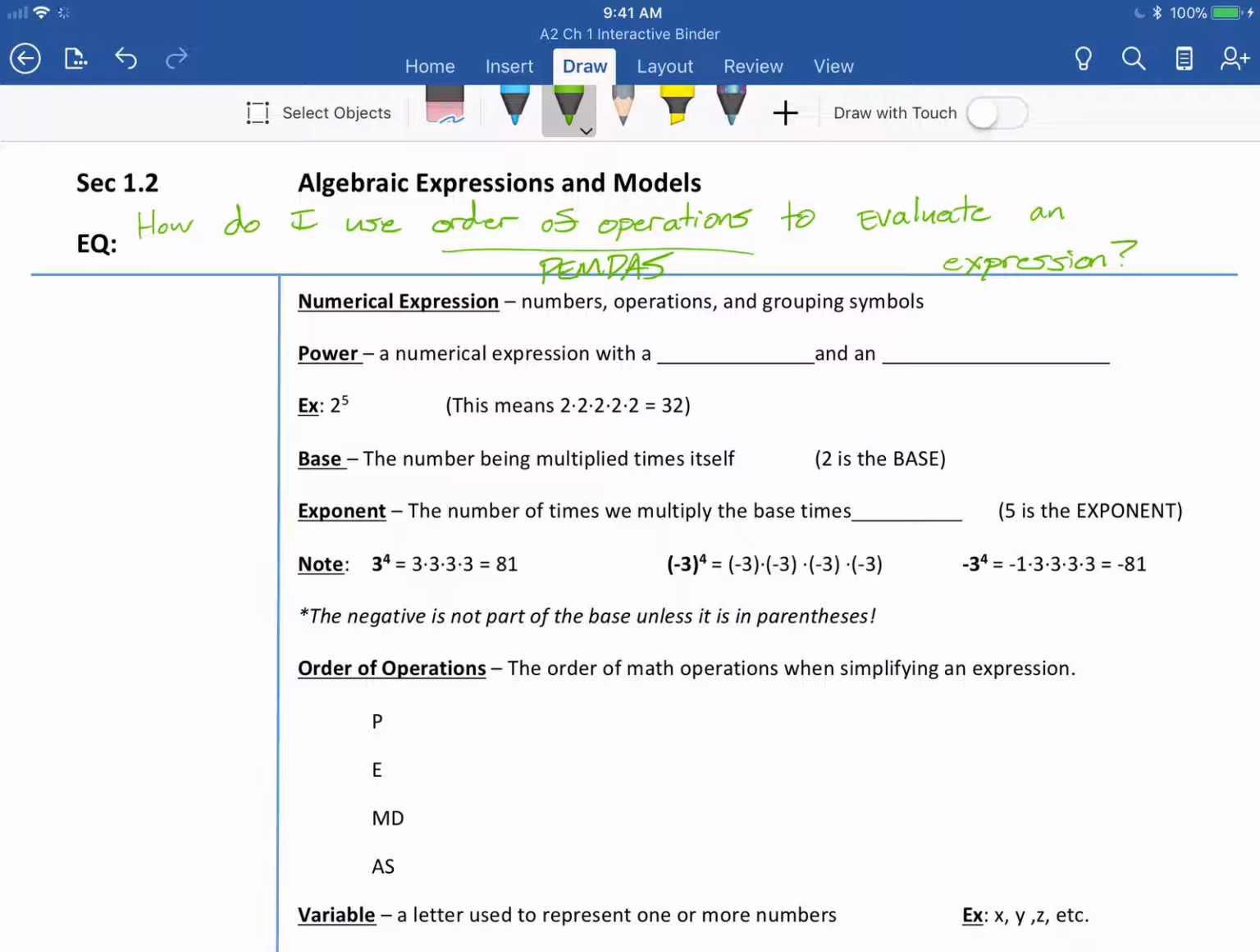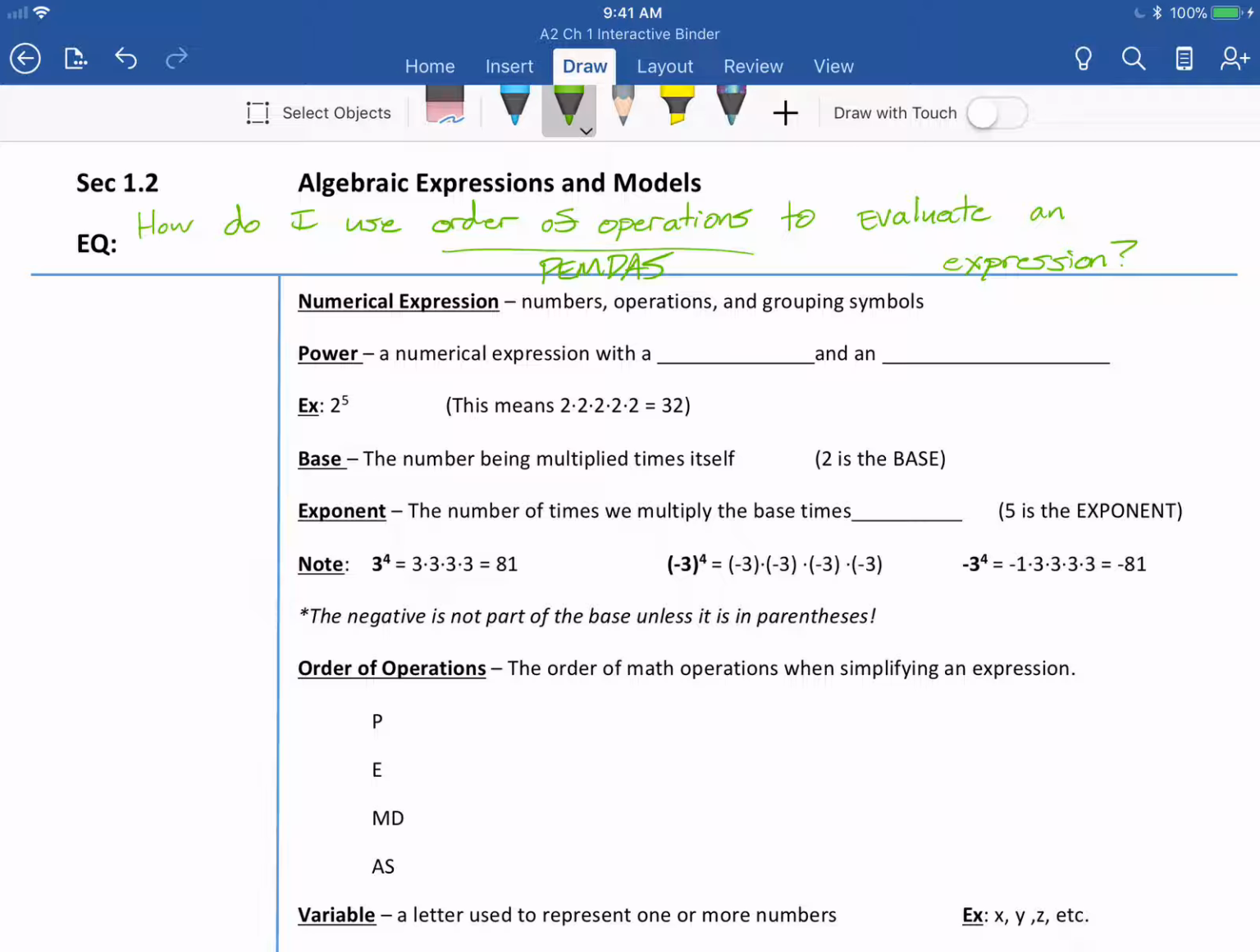A numerical expression is just that. It's numbers, operations, and grouping symbols. It's anything that's got adding, subtracting, multiplying, dividing. An expression does not have an equal sign though. So an expression is just numbers and operations and grouping symbols.